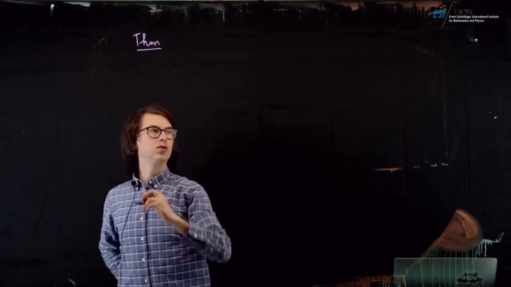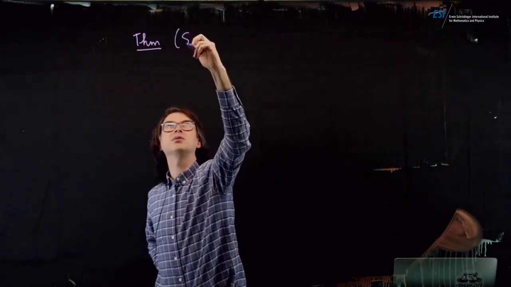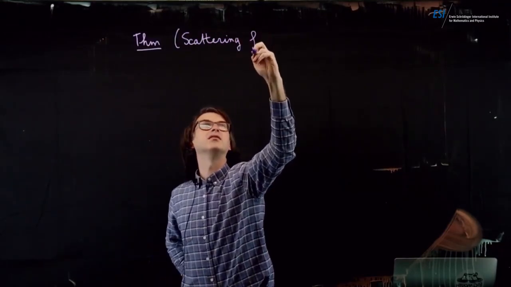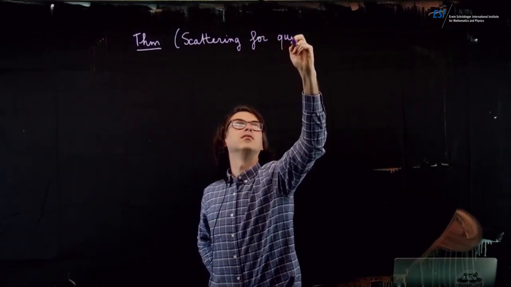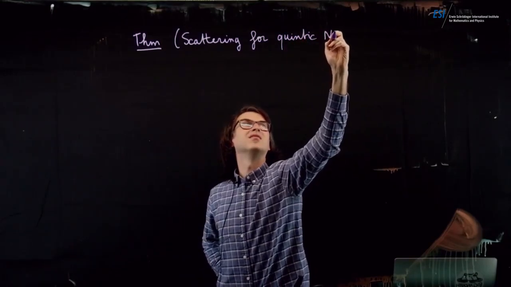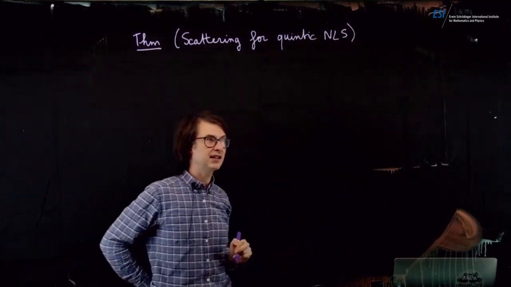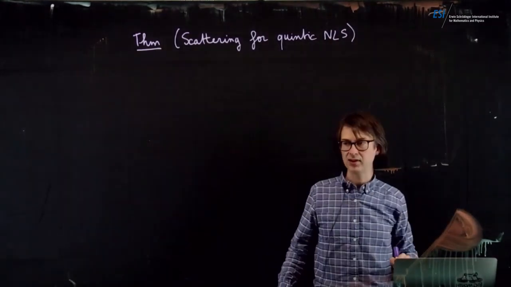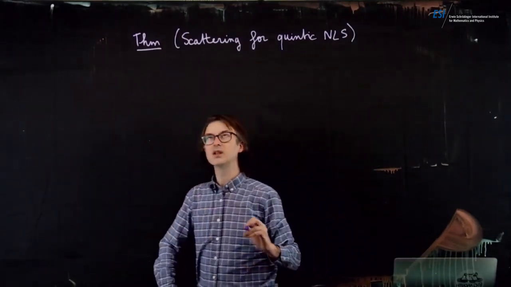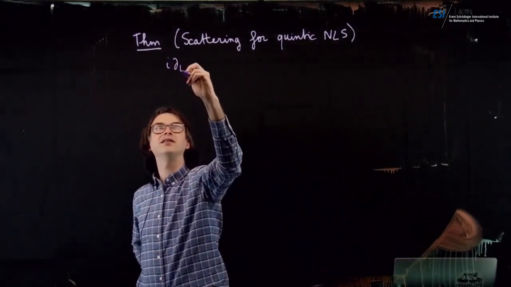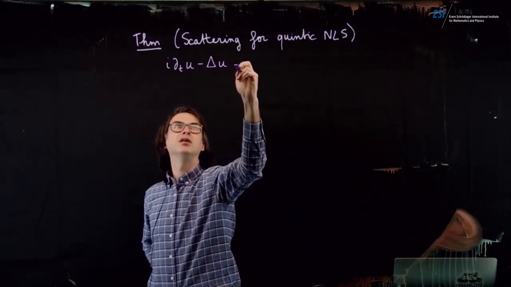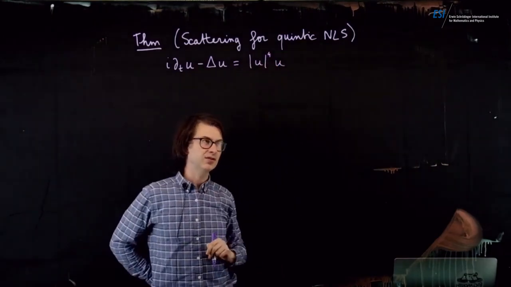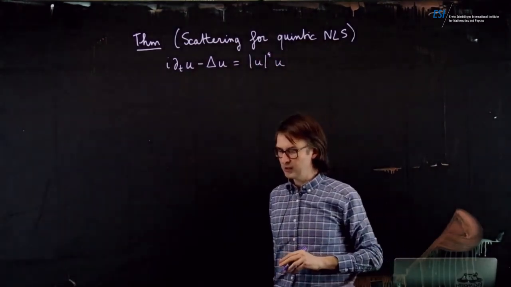Okay, so the theorem is about scattering for quintic NLS. And scattering means that asymptotically the solution behaves linearly. So we consider the following problem: i∂_t u minus Laplacian u equals |u|^4 u. So the sign of the nonlinearity is irrelevant, as we'll see.